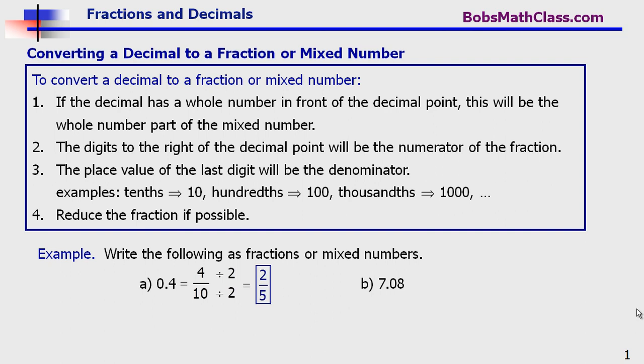Okay, 7.08. So the 7 is going to be the whole number in front. 8 is going to be in the numerator. And then what place is the 8 in? It's in the hundredths place. So the denominator is going to be 100. Okay, now just reduce the fraction. So we can divide both of them by 4. The 7 just stays in front of the whole fraction. So 7 and 2/25.